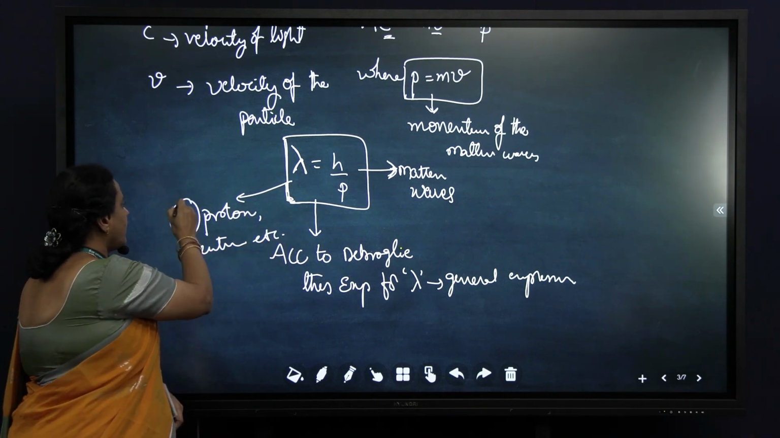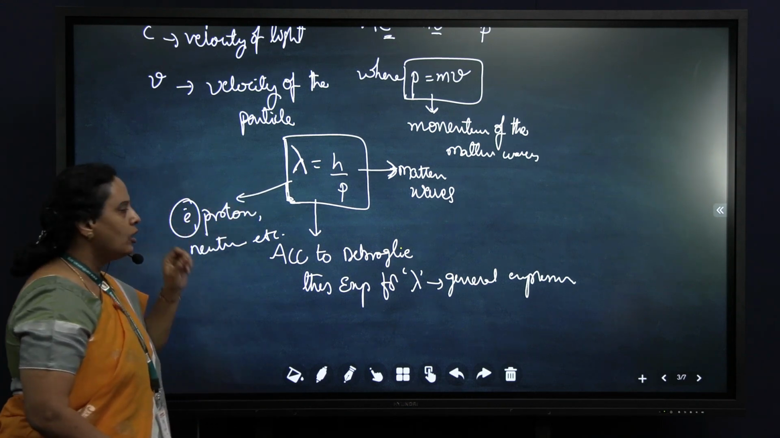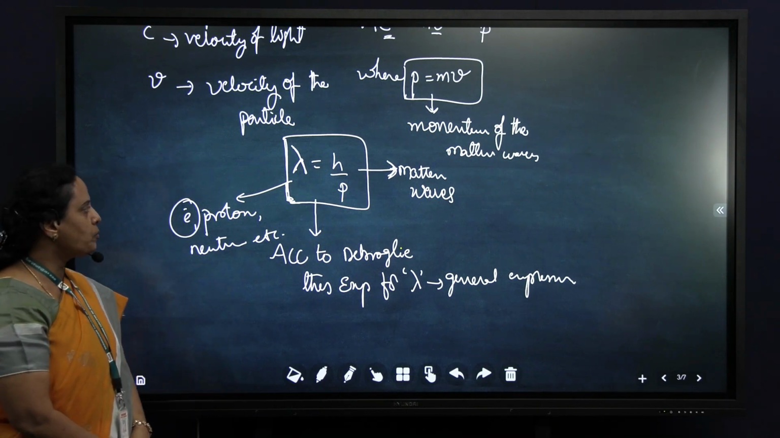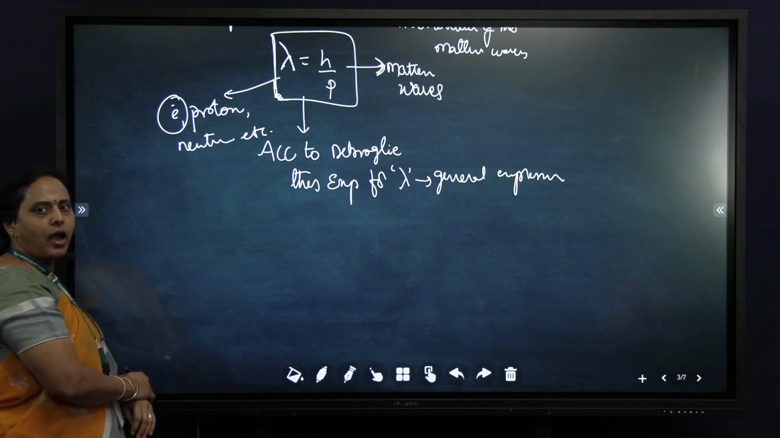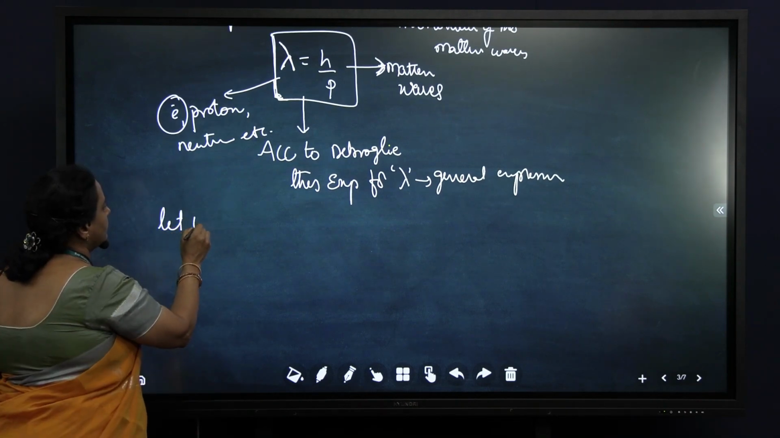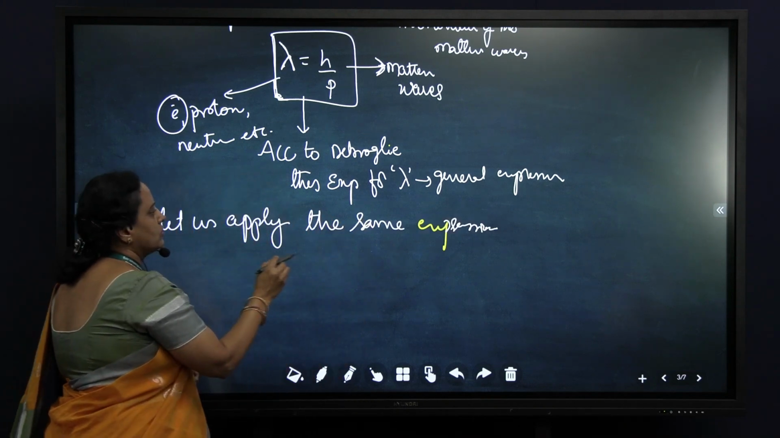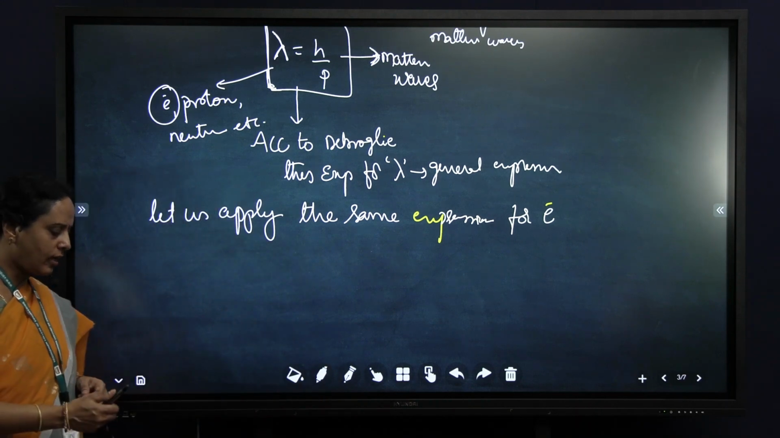To prove that this lambda is associated with any tiny particle, let me take the example of the electron. I am going to apply this wavelength expression to the electron, and our aim is to show that these particles are moving like a wave. For that, let us apply the same expression for electrons.